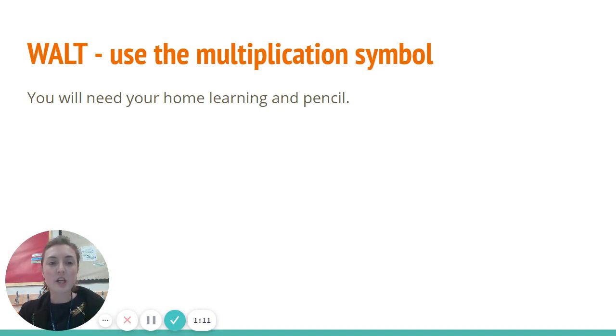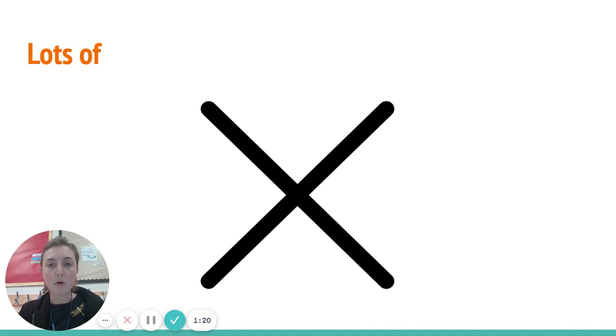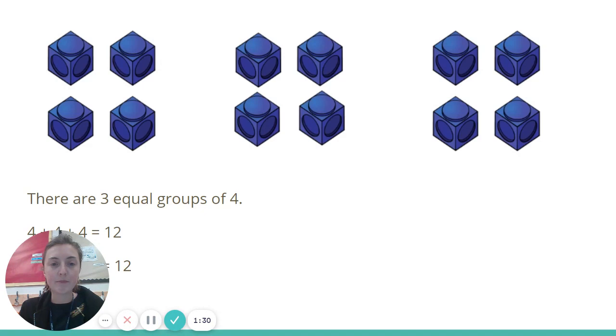So today we are going to learn to use the multiplication symbol. You will need your home learning book and pencil ready. This is the multiplication symbol. It looks like a big X marks the spot, a big cross. And it means lots of, let's see what I mean by that.